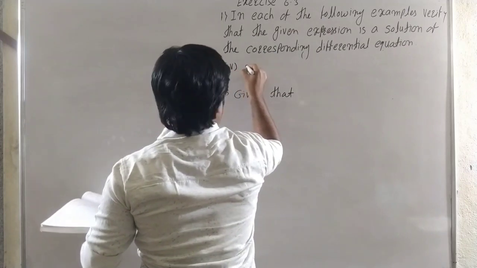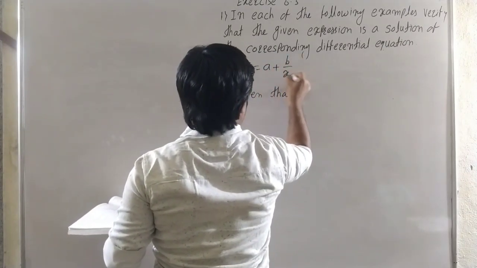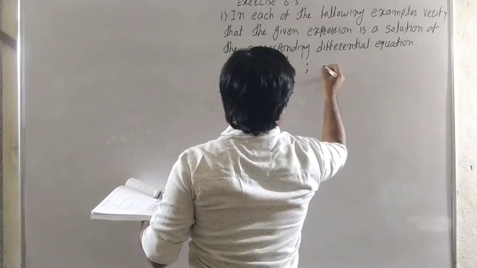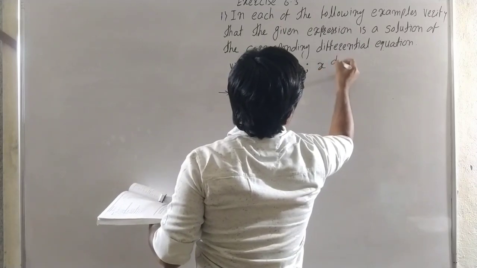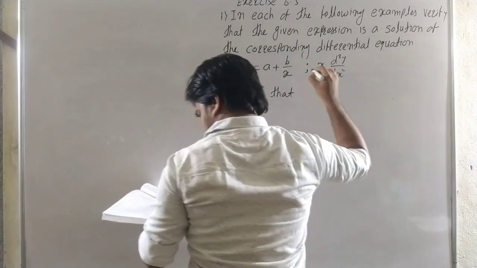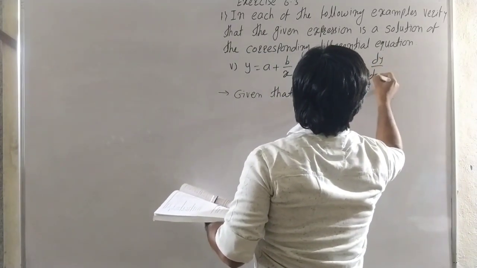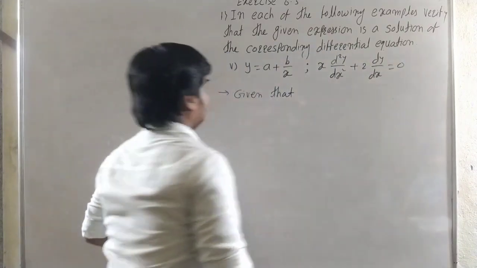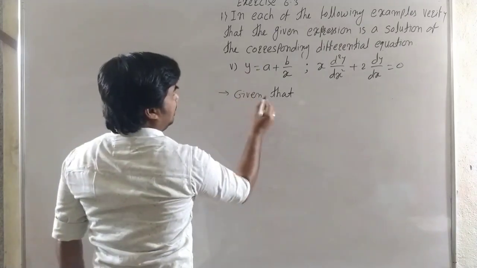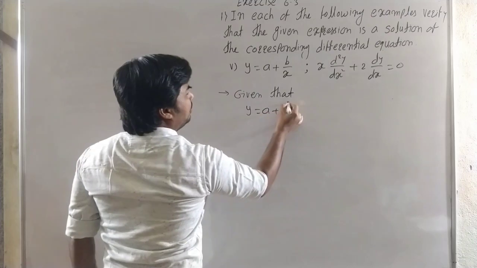Example number 5: y is equal to a plus b by x. It is a given expression, and the corresponding differential equation is x d2y by dx2 plus 2 dy by dx is equal to 0. Now the given expression is y is equal to a plus b by x.